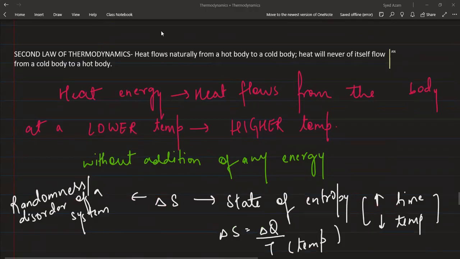Okay, coming to the second law of thermodynamics. The second law basically says that heat flows from the system which has the lesser value of temperature to the greater value of temperature. This is how it moves. Now, heat energy will flow from this to this till when? Till the state of thermal equilibrium is achieved.